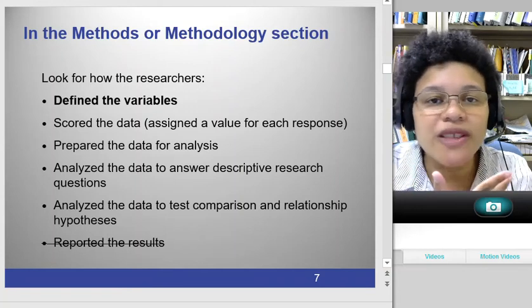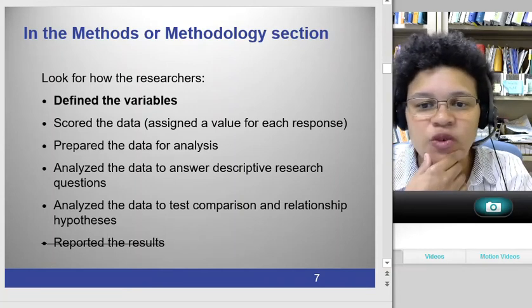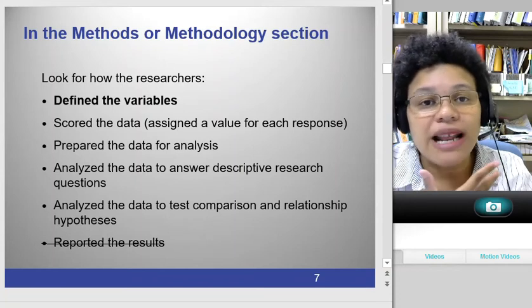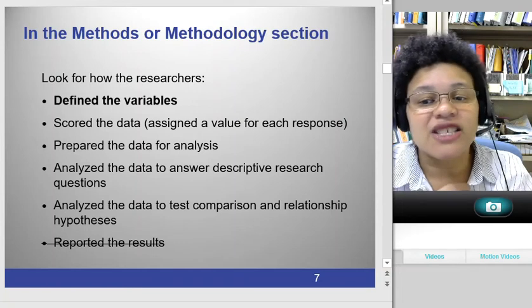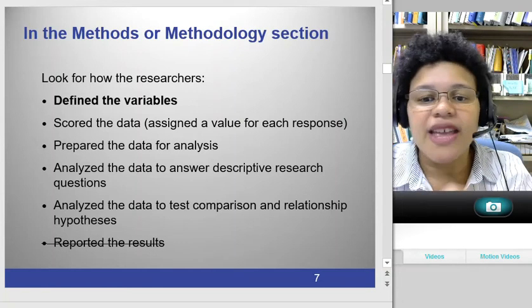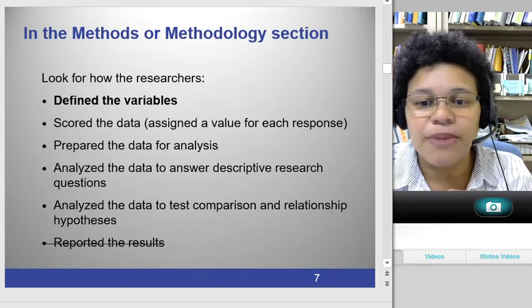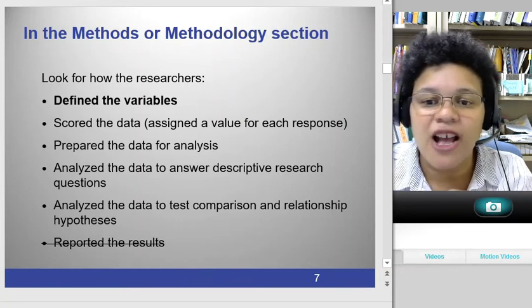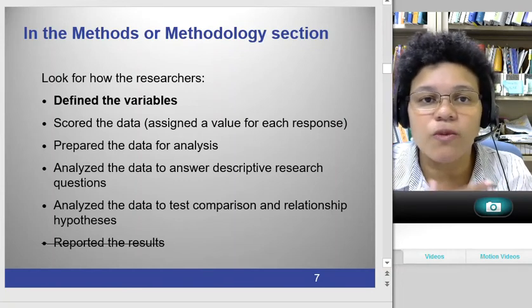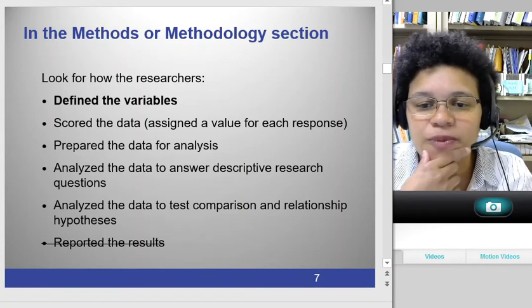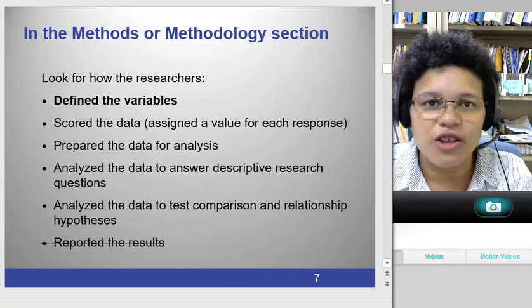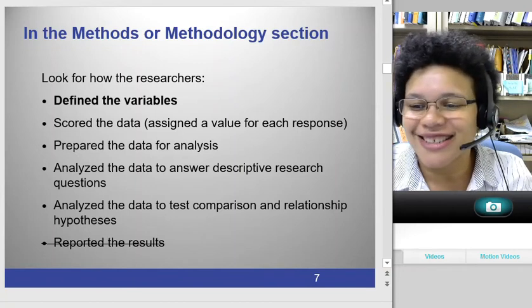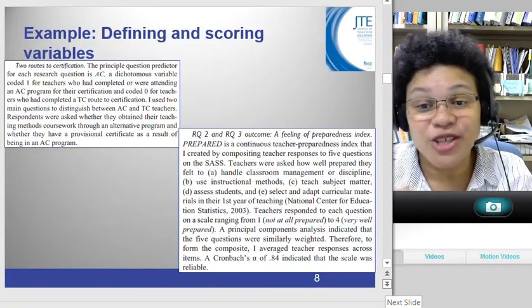Look at how they scored the data or assigned a value for each response. They should also talk about how they prepared the data for analysis, how they analyzed the data to answer descriptive questions, and then analyzed the data to test comparison and relationship hypotheses. And how they analyzed the data should appear in a data analytics section. And then in the methods or methodology section, you're not going to see how they reported the results. So I crossed that out. You're going to see that in the results section.